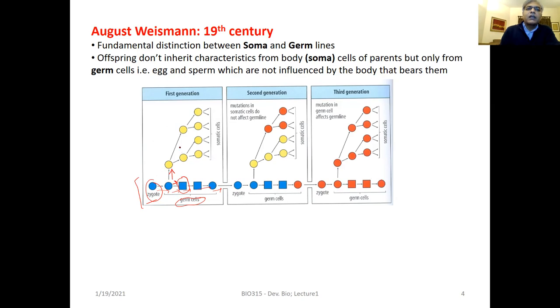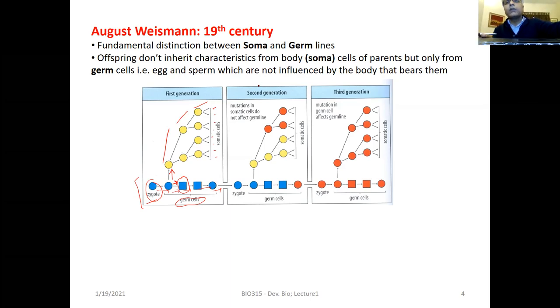And then you have these somatic cells. You can see these are showing different cell lineages, different differentiated cell types, which eventually lead to development of a multicellular organism. Why did he have to show this? Because those were the days when there was a famous debate going on between acquired traits and inherited traits.